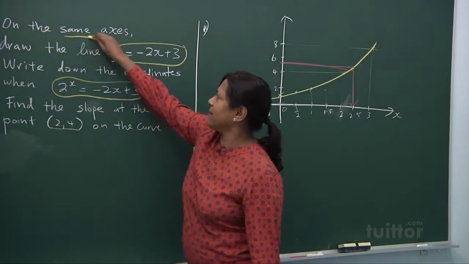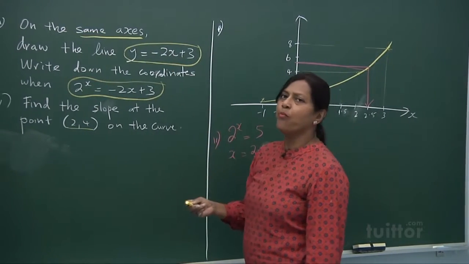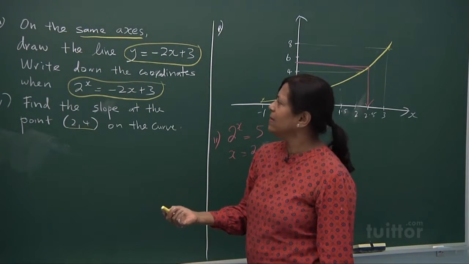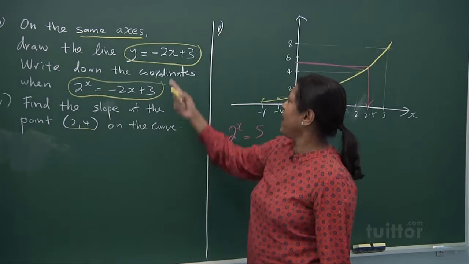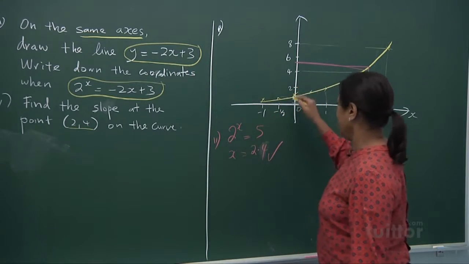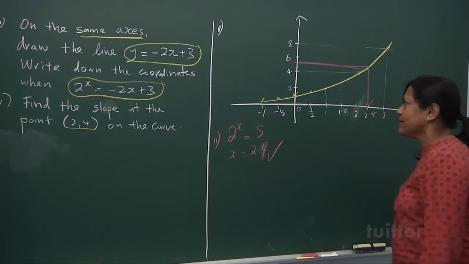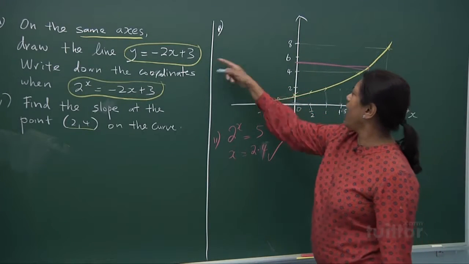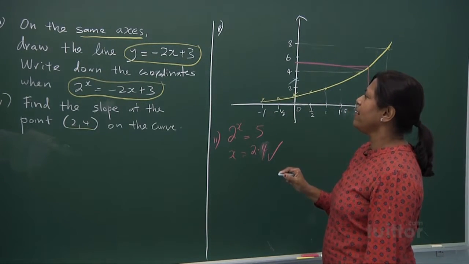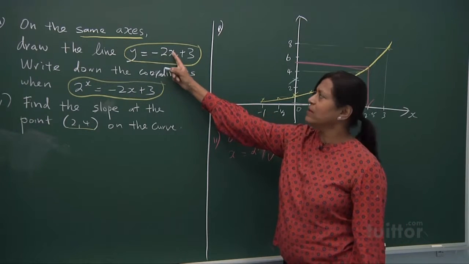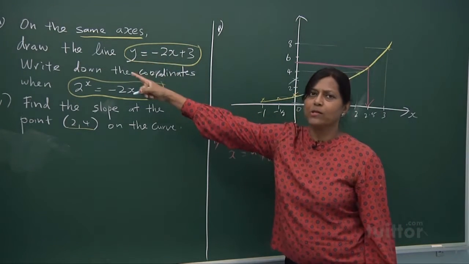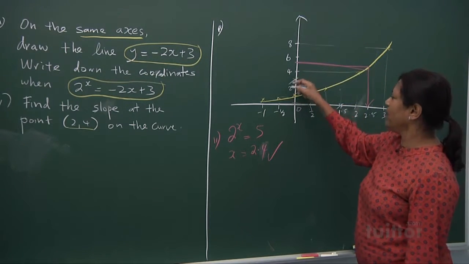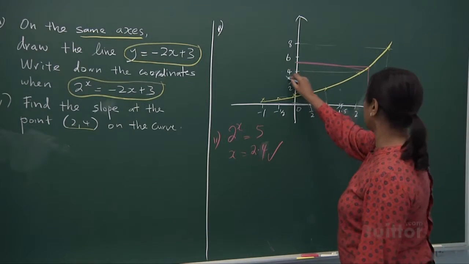Next, on the same axis, the x and y, you have to draw the line of y equals minus 2x plus 3 and find out when the two graphs meet. Now this is a straight line. When x is 0, y is 3. Yes, so you can plot the point very easily. You only need about 2 points. When x is 0, y is 3. When y is 0, bring your 2x over, 2x is 3, so x will be 1.5. So that will be your 2 points, good enough to draw your straight line.